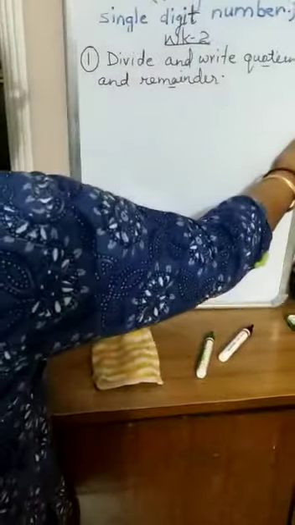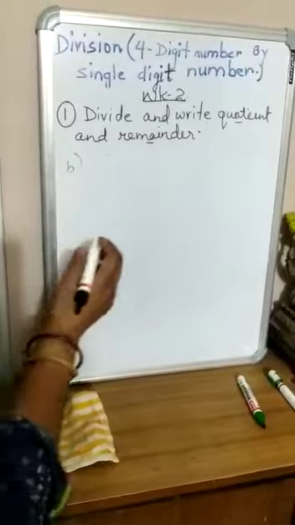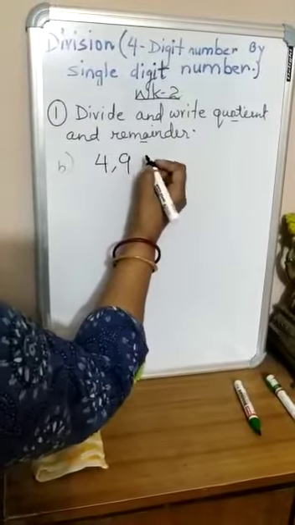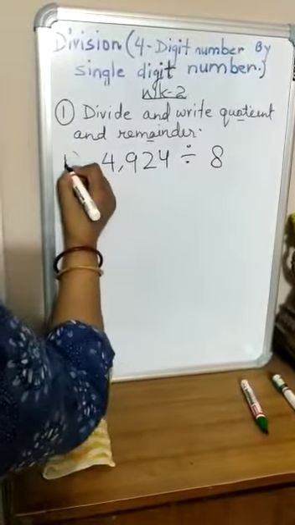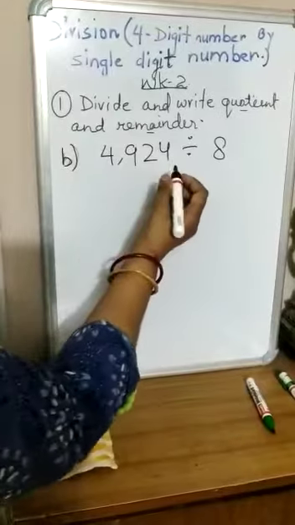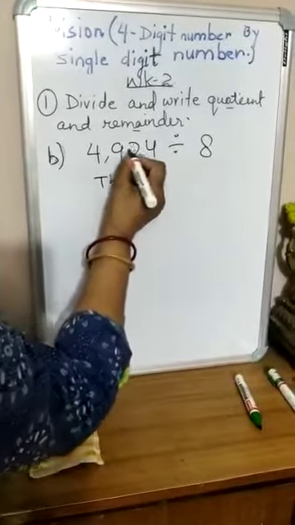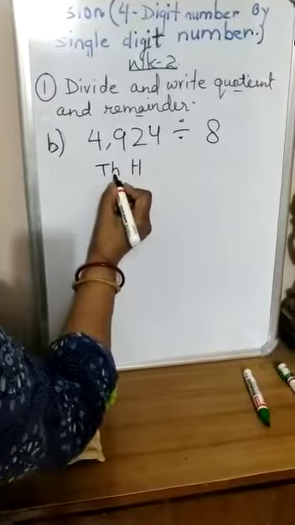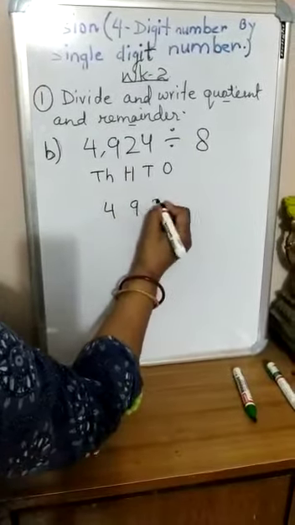How you will do it with another example. So here B, 4924 will be divided by 8. Similarly, same, 4924 is divided by 8. So I will write down this in a place value chart. 4-digit number, dividend is 4-digit number, so I will write down the 4 places of the place value chart: thousands, hundreds, tens and ones. Now below this I will write 4, 9, 2, 4.